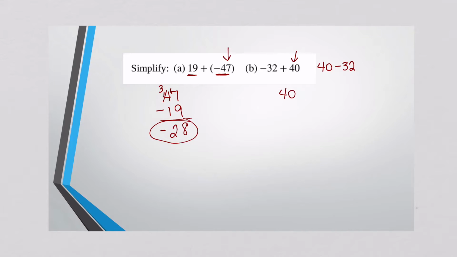Smaller from the larger, and keep the sign of the larger number. So we knew that if we owe somebody $32, but we have 40, we have $8 after we pay our debt.